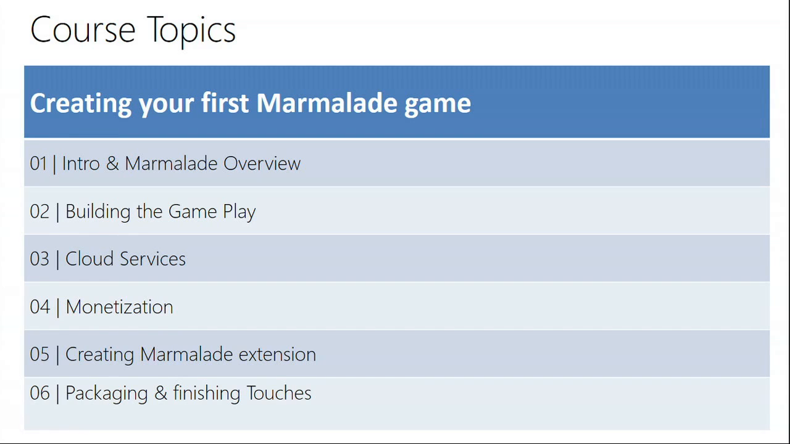We'll then look at some cloud services, so how you can add cloud services into your game. We'll then talk about monetization. We'll talk about how to create Marmalade extensions, so adding extra functionality and services into your games. And then finish with packaging and finishing touches for building your game specifically for Windows Phone and Windows 8.